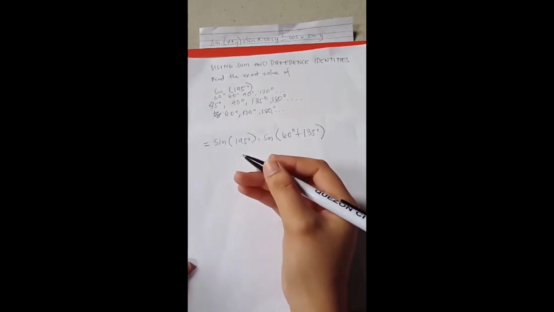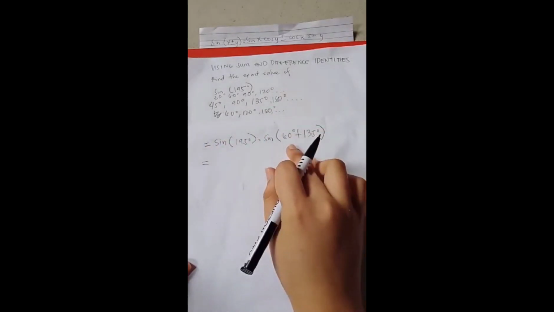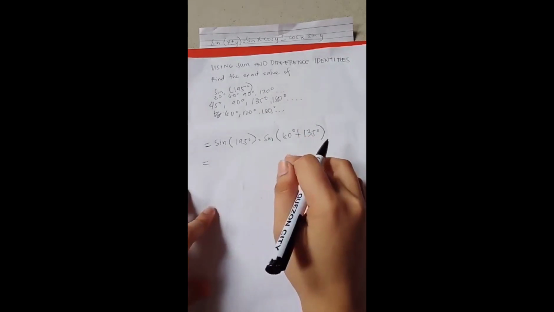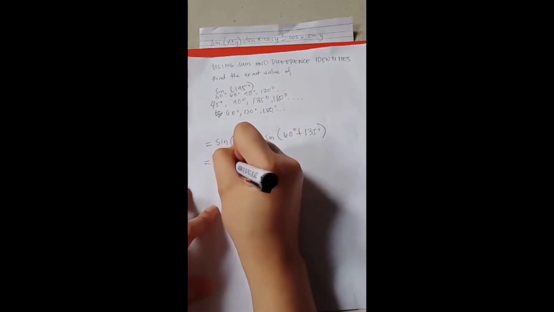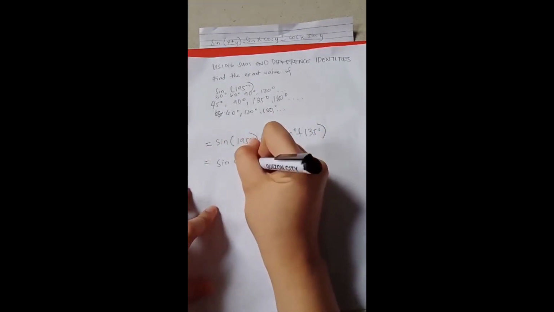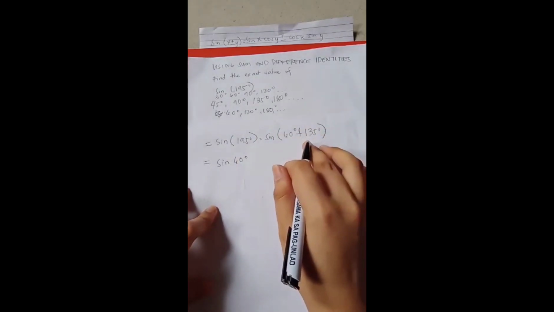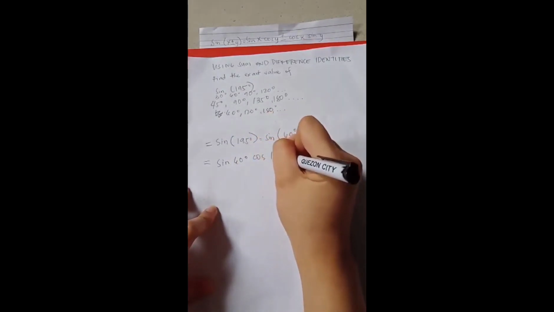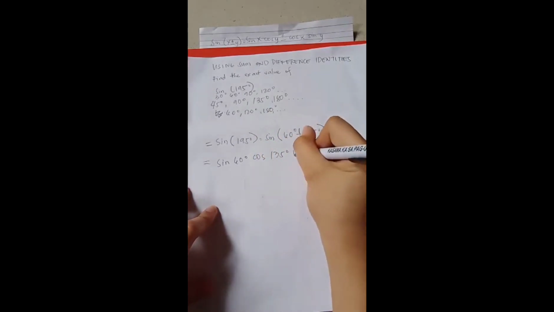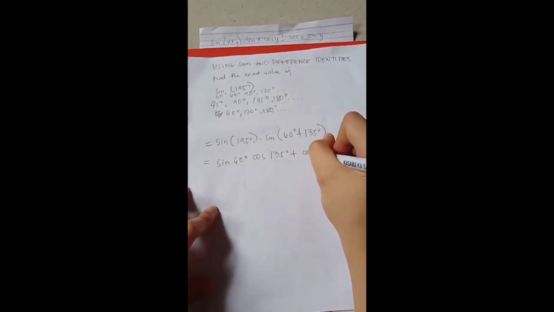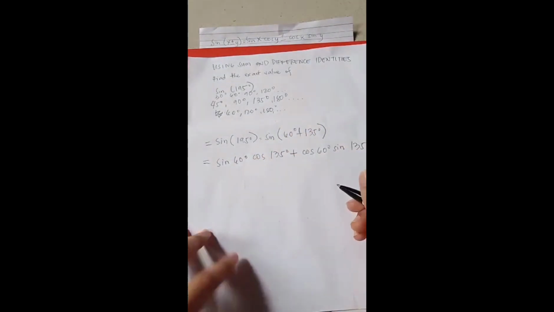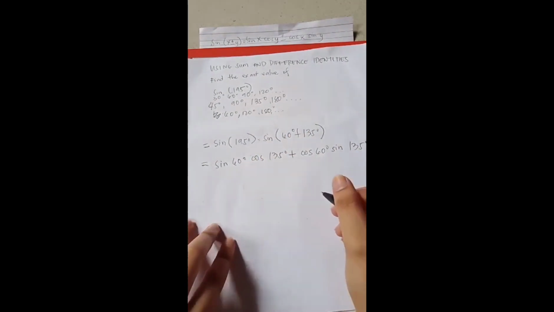We take sine of 60 degrees, cosine of 135 degrees, plus cosine of 60 and sine of 135 degrees. Sine of 60 degrees is the same as sine of pi over 3.